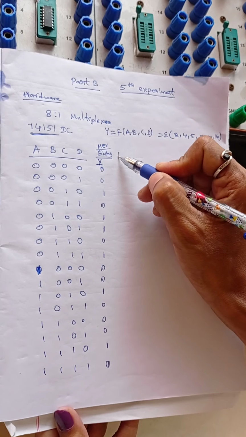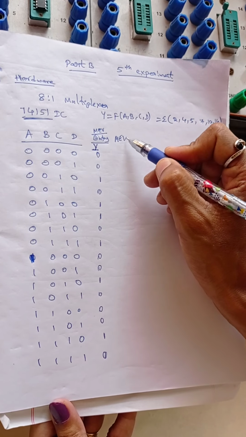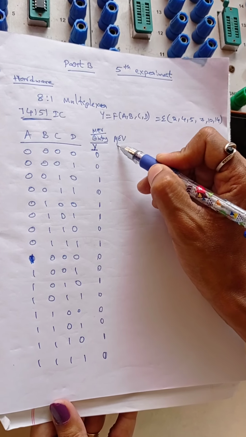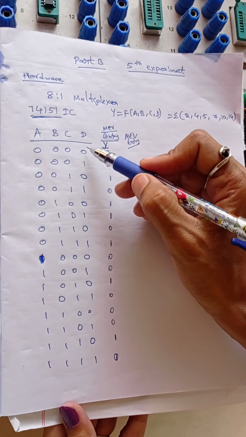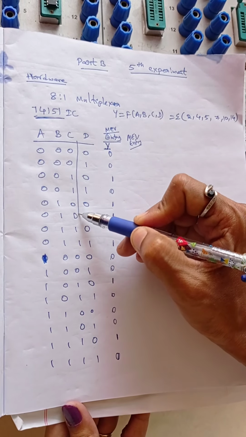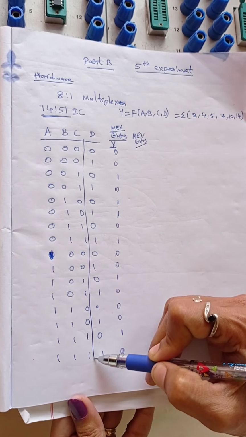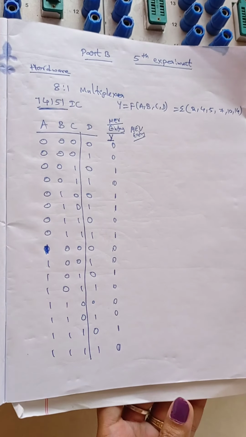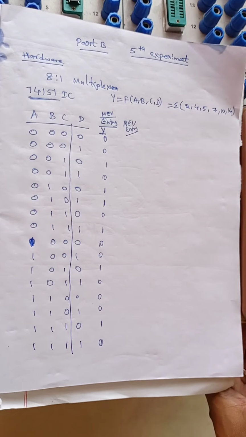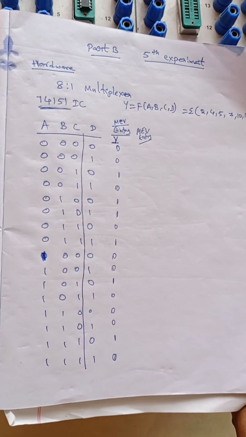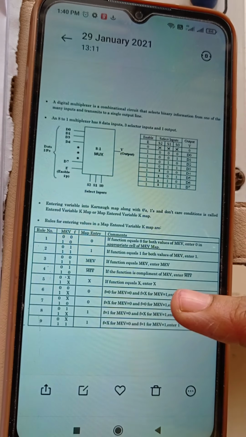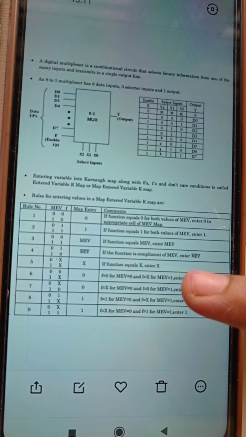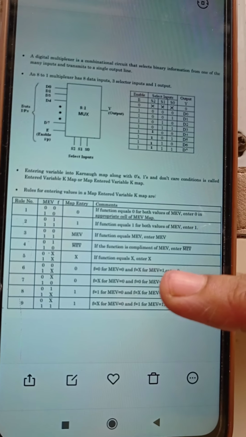Now we will enter the MEV, the map entered variable method. Using this method we are entering the values. For this we should take D as well as Y. Okay, these are the rules for entering the K-map using the MEV method.